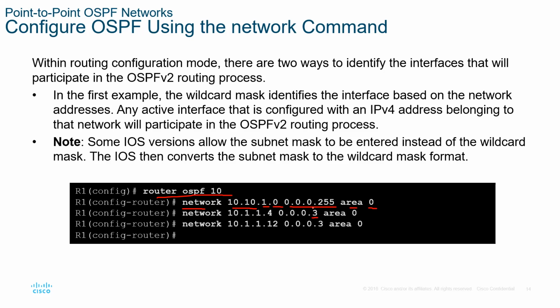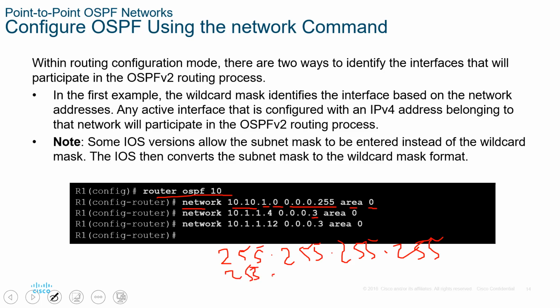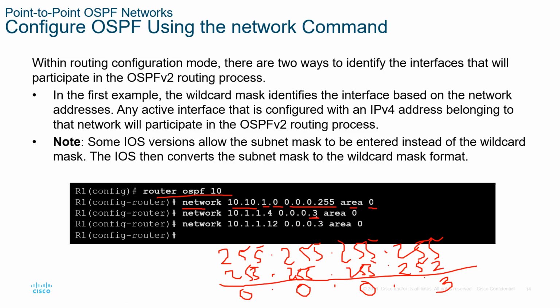So I'm going to have 255.255.255.255, and I'm going to subtract from it the /30 subnet mask, which is 255.255.255.252. Okay, so if I do my subtraction, I'm going to get 0.0.0, then 255 minus 252, which gives me 3. So that's how you get the wildcard mask in this case.